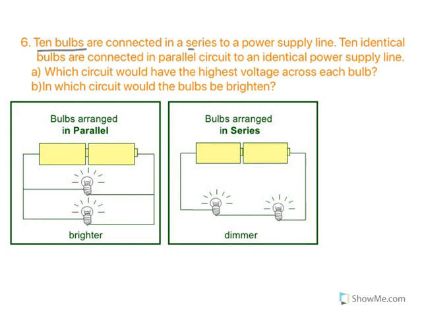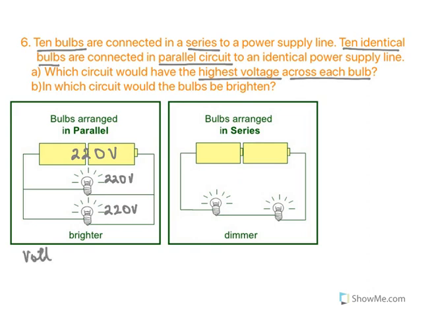10 bulbs are connected in series to a power supply. 10 identical bulbs are connected in parallel to an identical power supply. Which circuit would have the highest voltage across the bulb? Here in the first picture, they are connected in parallel, and say the total voltage is 220 volt. Bulb 1 will also have 220 volt and bulb 2 will also have 220 volt. In parallel, the voltage remains the same.